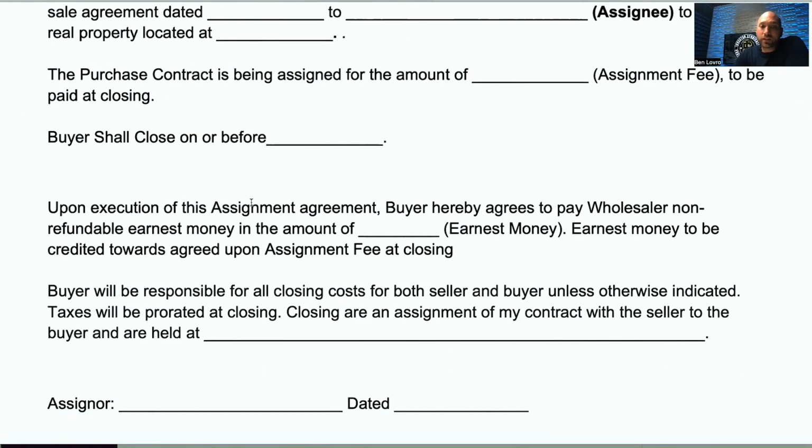Upon execution of this assignment, buyer hereby agrees to pay wholesaler a non-refundable earnest money deposit of whatever that earnest money is, right? It is non-refundable, which locks in that end buyer, basically stating if for any reason they were to pull out of the contract, the wholesaler, as collecting the earnest money in good faith, would keep that as a non-refundable earnest money deposit if the buyer did not perform.